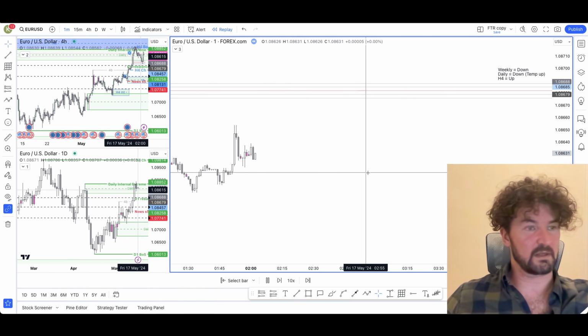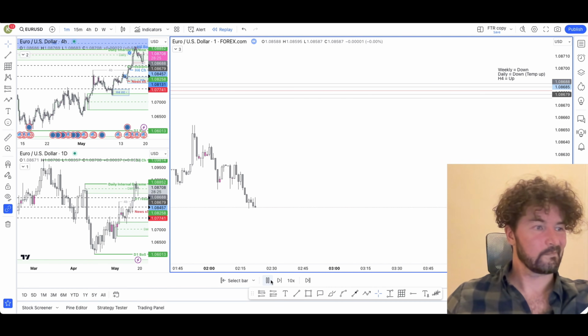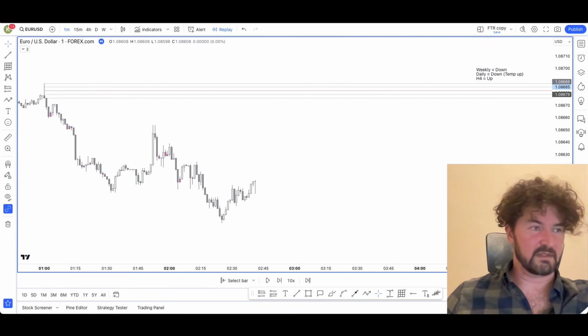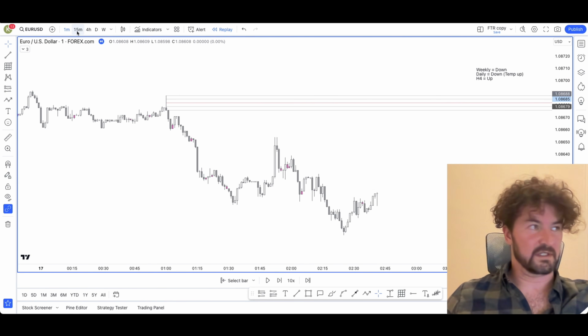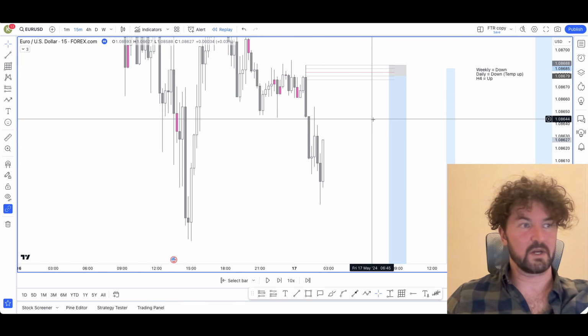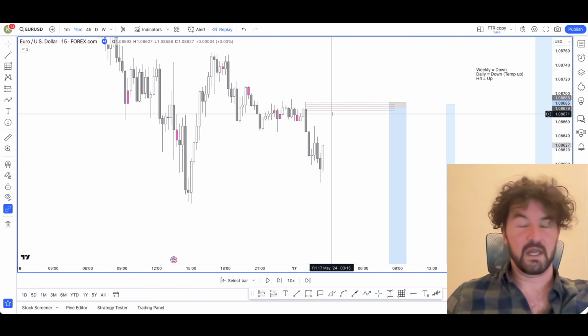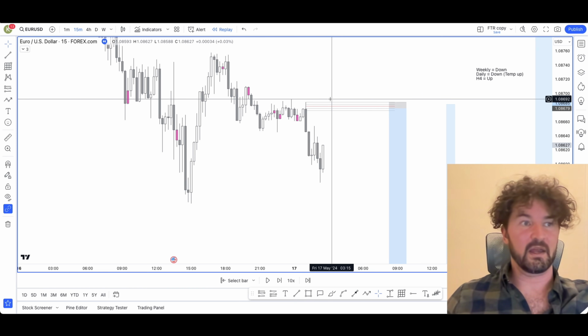I'll probably speed this up a little bit. Just realised that it's showed the rest of the charts. Let me make this bigger again. And I'm going to skip to the 15 and just show you how it worked out and why it was still fine to hold.